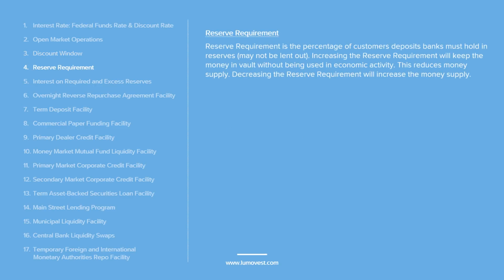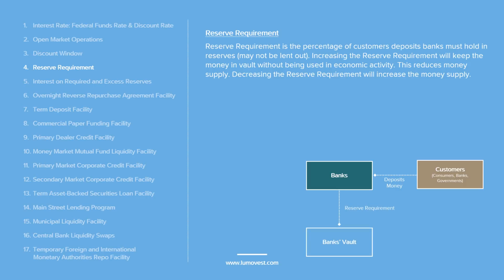Regular banks make money on the differential between the interest they pay customers on their deposits and the interest they earn from lending these deposits to other customers. When you deposit your money, the banks are required by the Fed to retain a portion of your deposit and only lend out the remainder. This percentage of customers' deposits the banks are required to hold on to is called the reserve requirement.